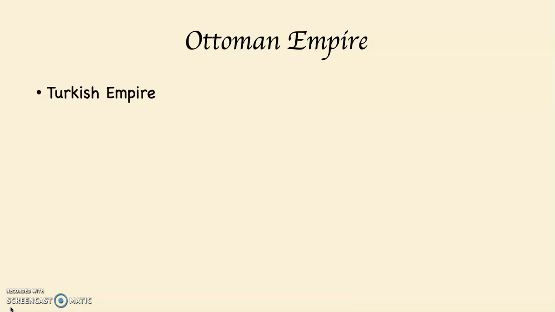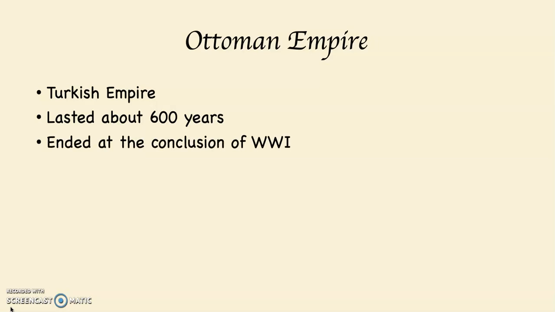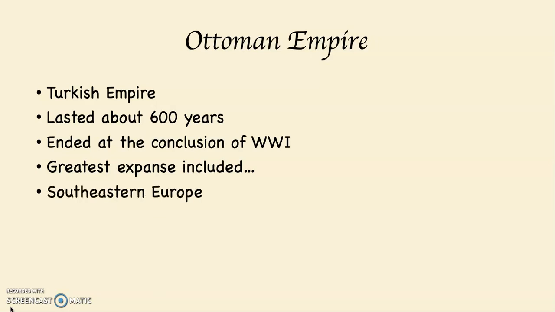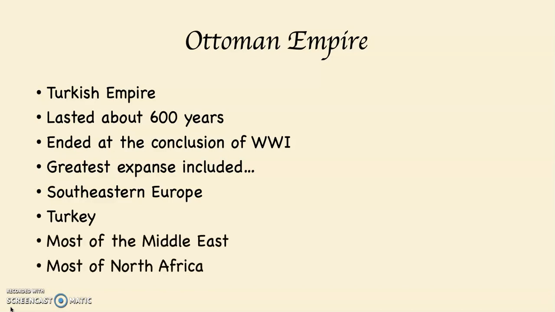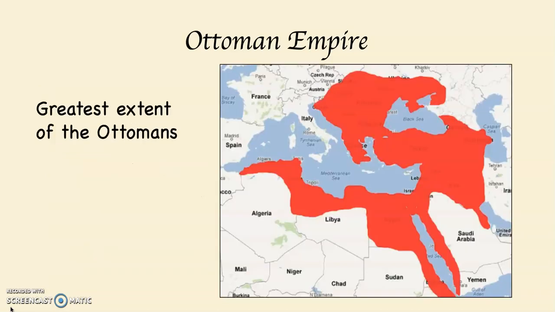The Ottoman Empire was a Turkish empire. It was run largely by Turks from Istanbul, then known as Constantinople. It lasted for about 600 years and ended with the conclusion of World War I. During its greatest geographical expanse, it stretched from southeastern Europe through modern Turkey, through most of the Middle East, and included most of North Africa.